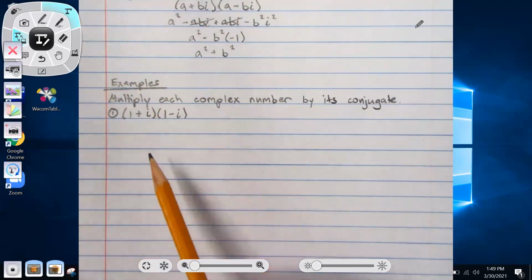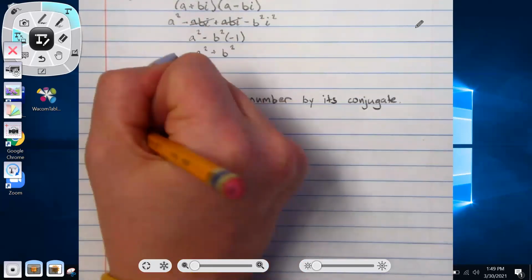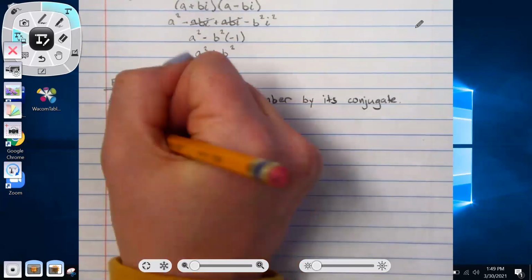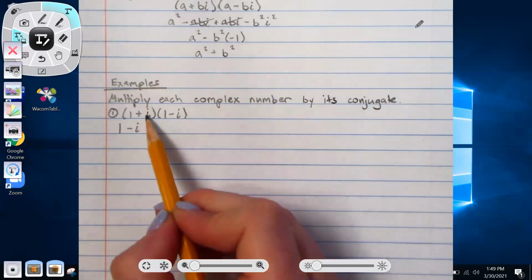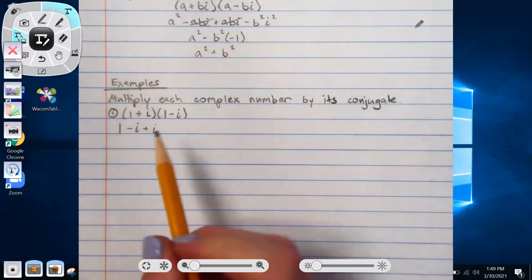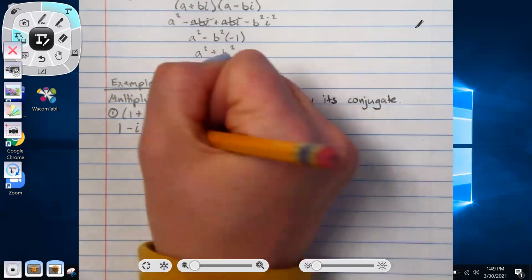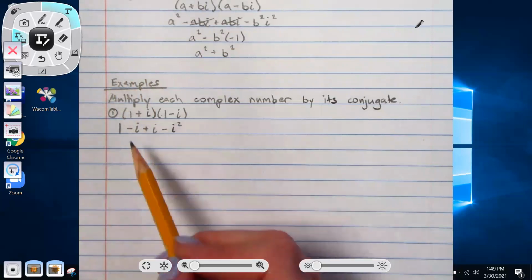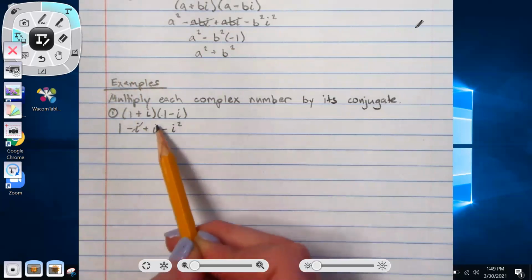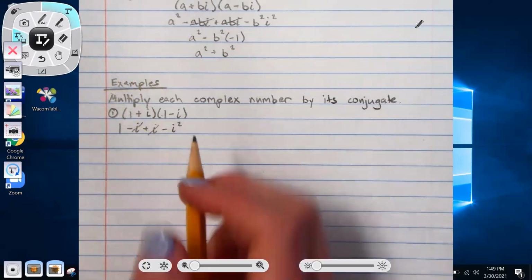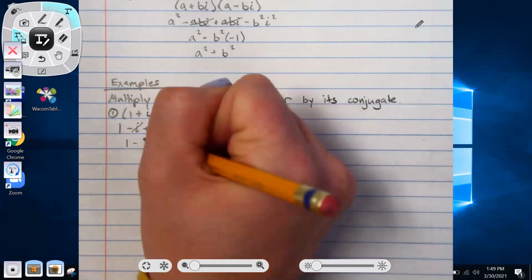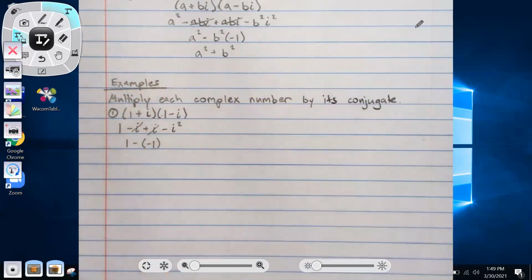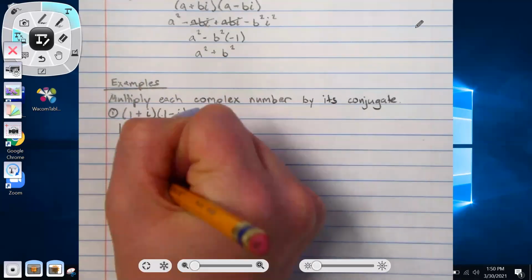So when we multiply, again, we can use FOIL. 1 times 1 is 1. 1 times -i is -i. i times 1 is positive i. i times -i is -i squared. -i and positive i cancel. So we end up with 1 minus i squared, but we know i squared is -1. 1 minus -1 is the same as 1 plus 1, which is 2.